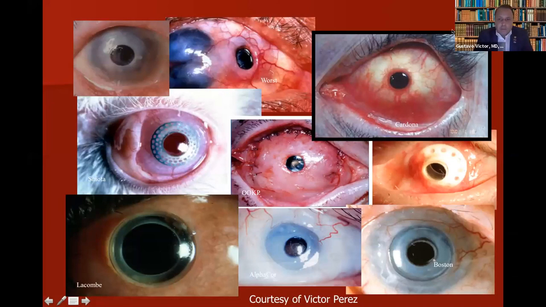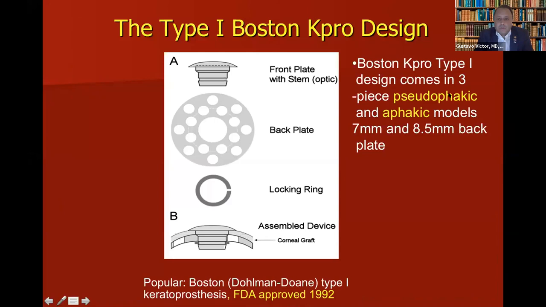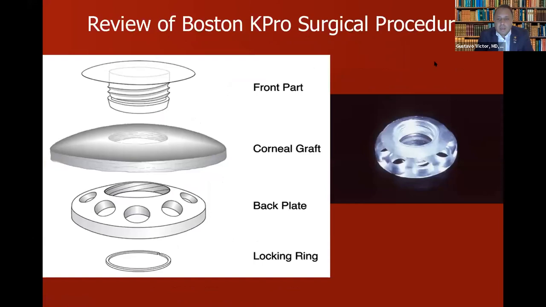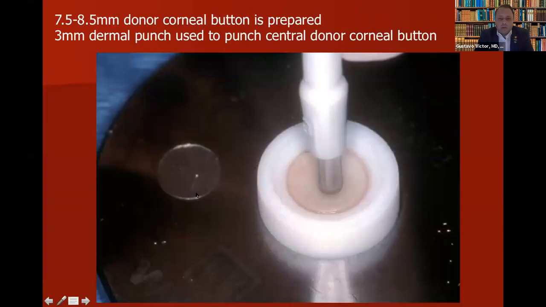So here are some pictures of K-Pro, courtesy of Dr. Victor Perez. Dr. Victor Perez was in Boston and is now going to Duke University. To start, the K-Pro 1, this is the first example. There is this locking ring that you put below here. This is the first 2003 sample. This is how you put the graft inside, sandwiched between the K-Pro and the back plate behind here. So you can see the steps here.